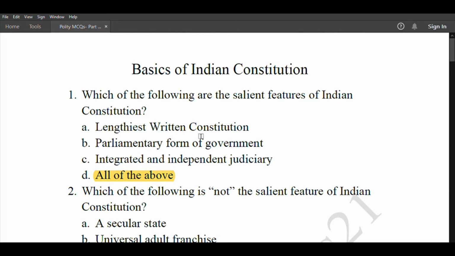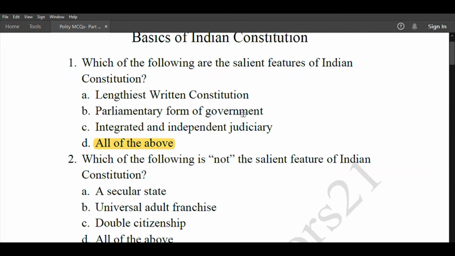In addition to that, there are some other features. They are fundamental rights, fundamental duties, and directive principles of state policy, and even our special characteristic is our constitution drawn from different sources. That is also one of the features. And federal system with unitary bias, and many more are there.